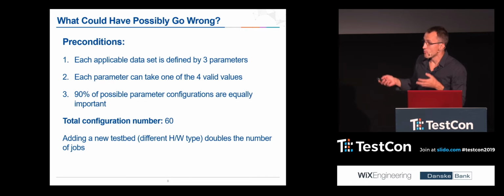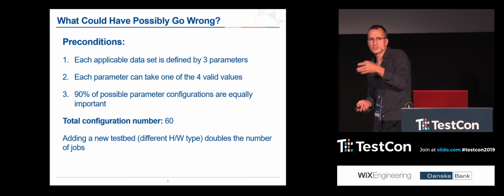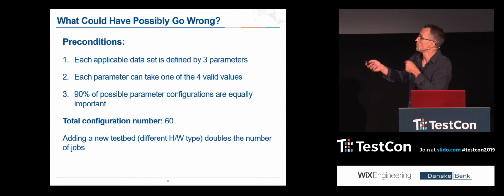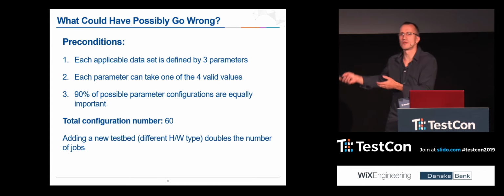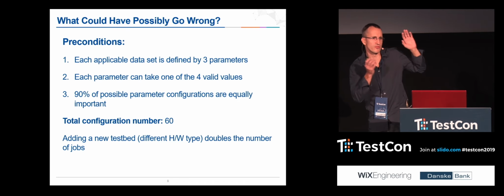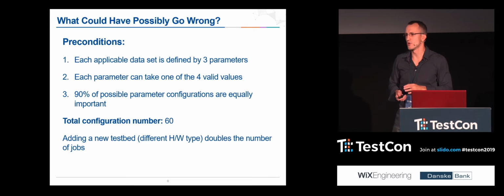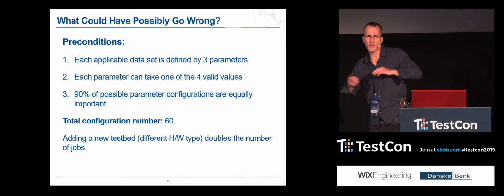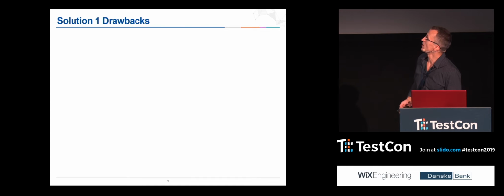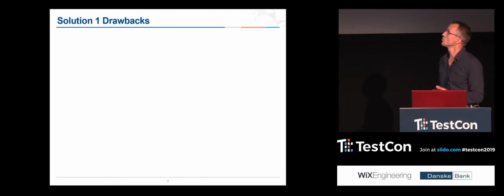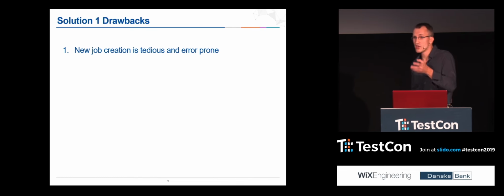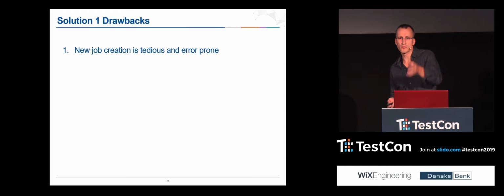Moreover, if we use a different testbed, slightly different hardware, we need to double the number of jobs, right? We want to run the same test cases, for example, with a different base station type. So instead of 60 jobs, now we have 120 jobs, and it actually becomes unmanageable, right? So what were the drawbacks of this solution? It was really hard to do the copying of jobs.